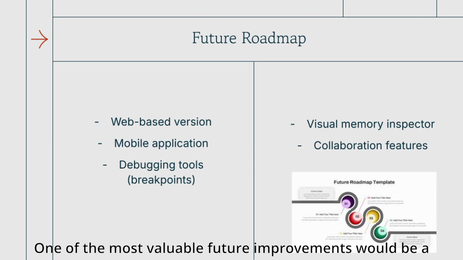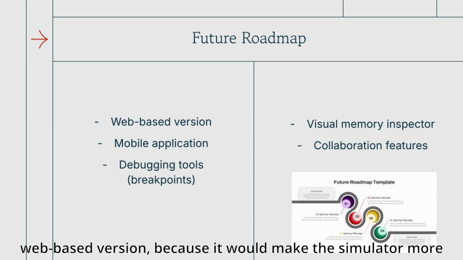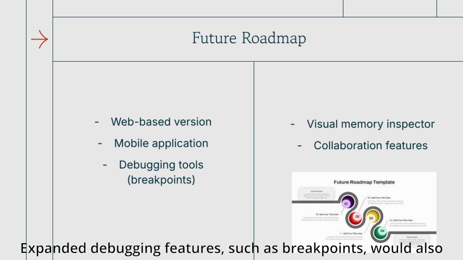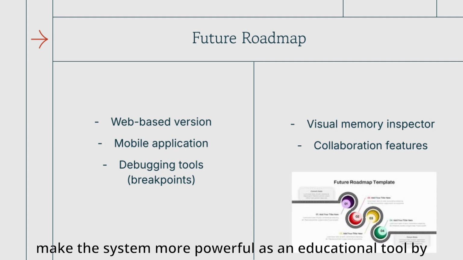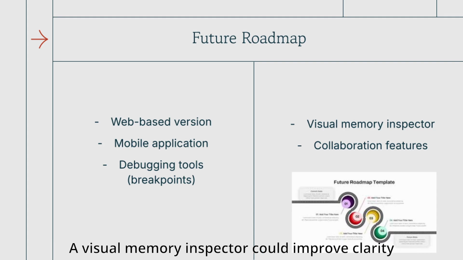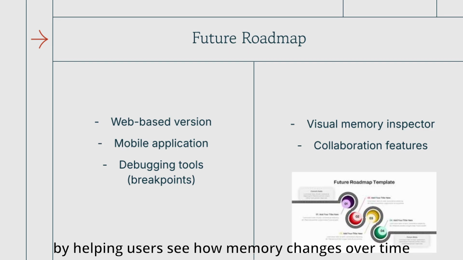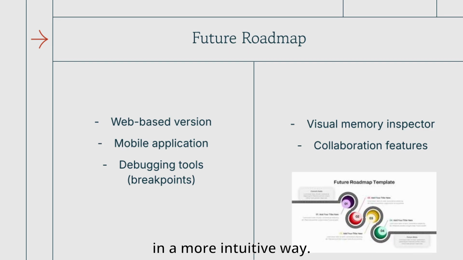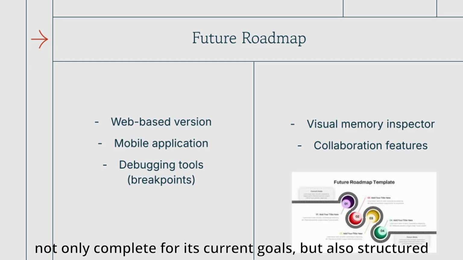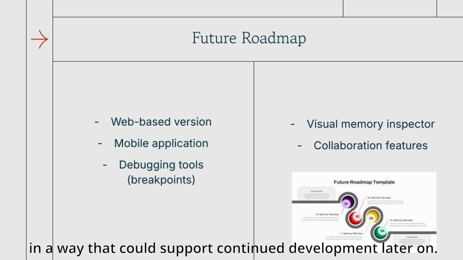One of the most valuable future improvements would be a web-based version, because it would make the simulator more accessible without requiring local setup or installation. Expanded debugging features, such as breakpoints, would also make the system more powerful as an educational tool by giving users more control over how they inspect execution. A visual memory inspector could improve clarity by helping users see how memory changes over time in a more intuitive way. Together, these future enhancements show that the project is not only complete for its current goals, but also structured in a way that could support continued development later on.